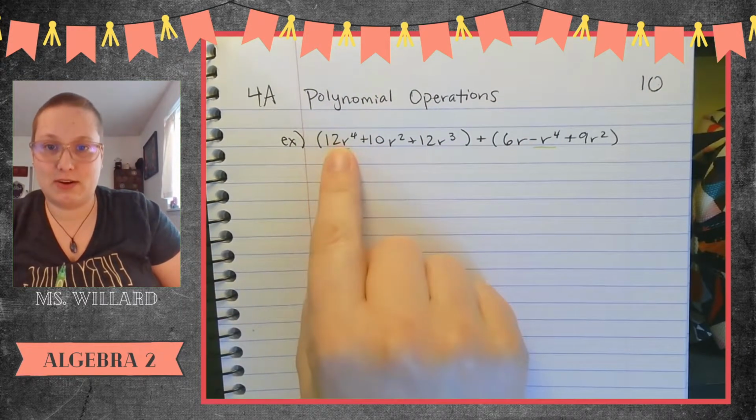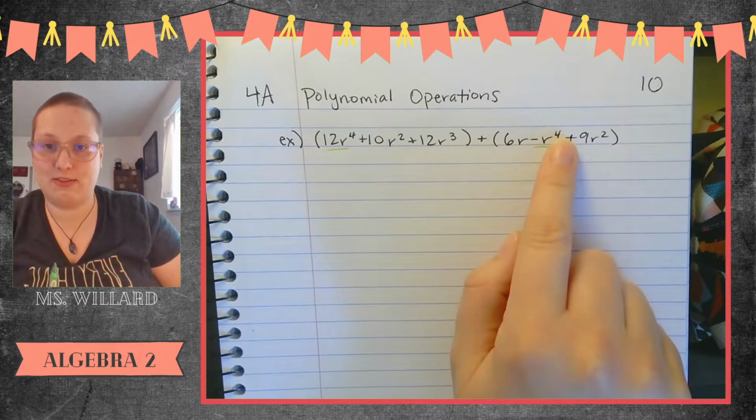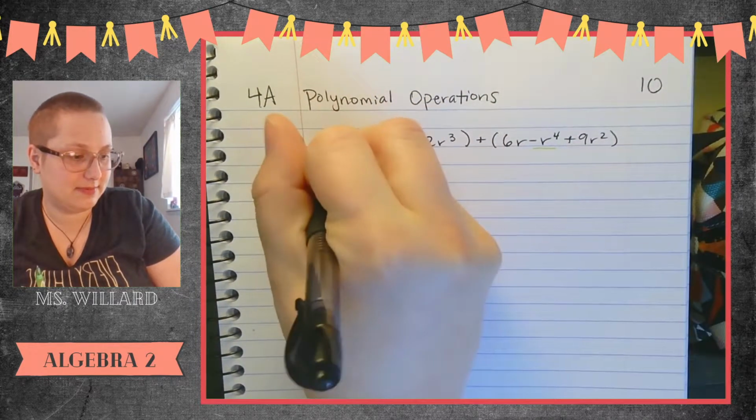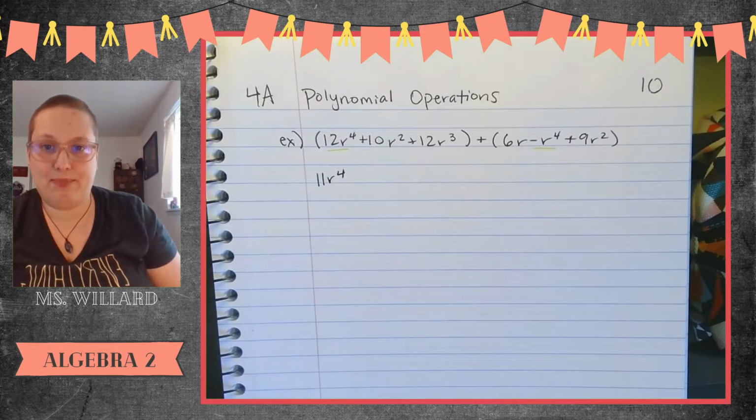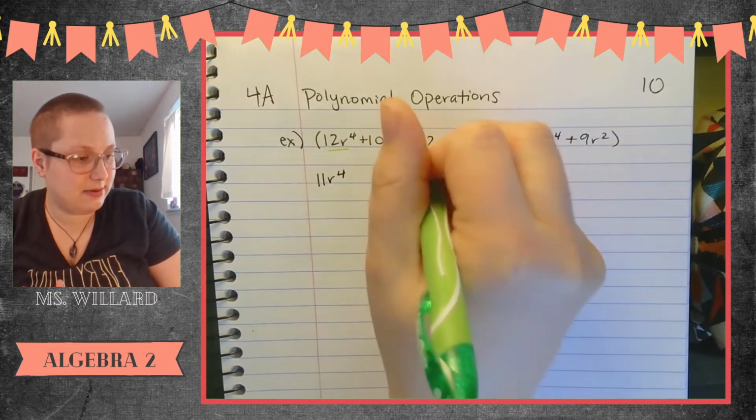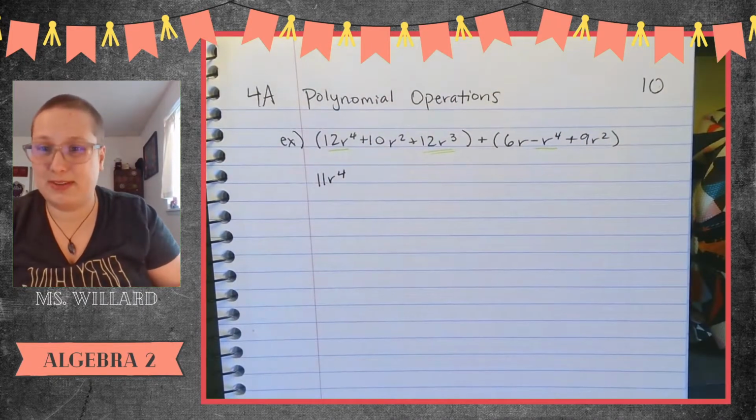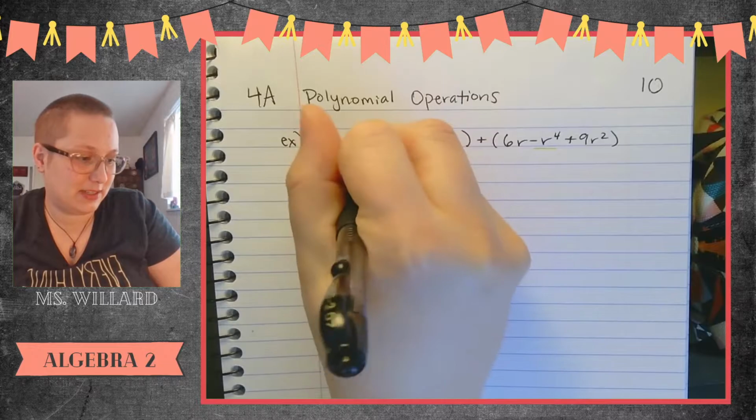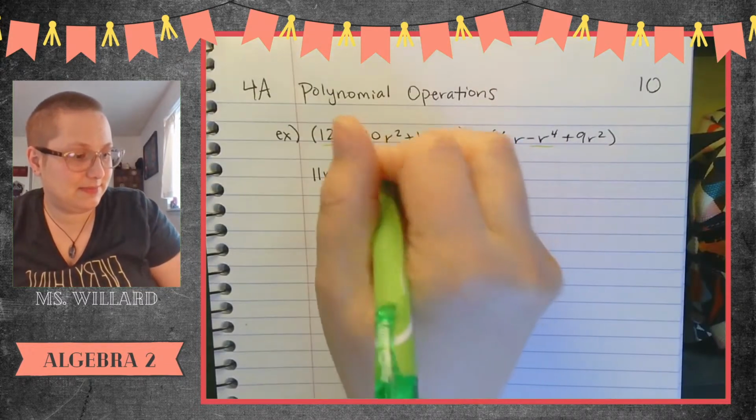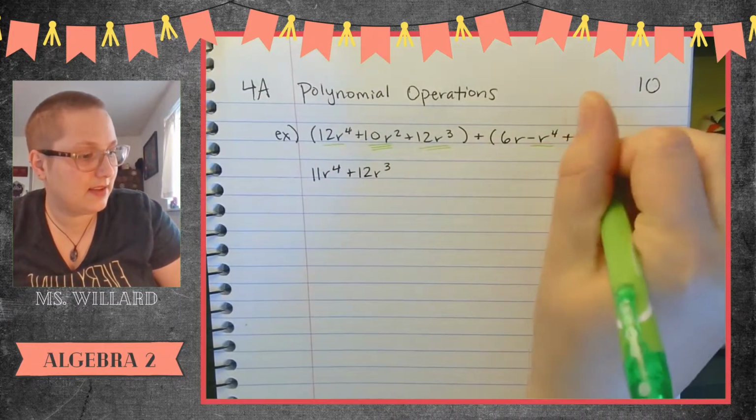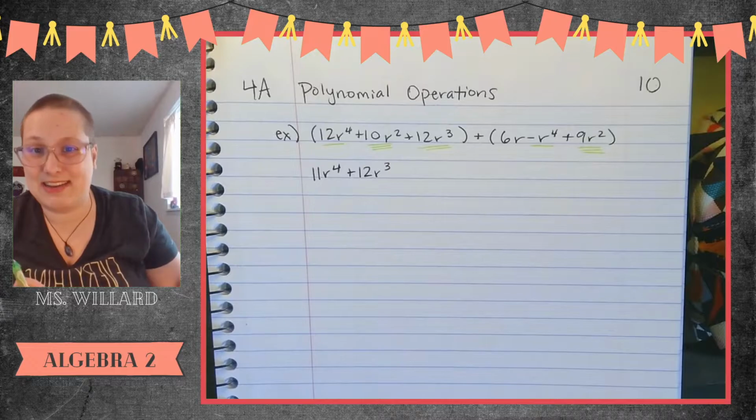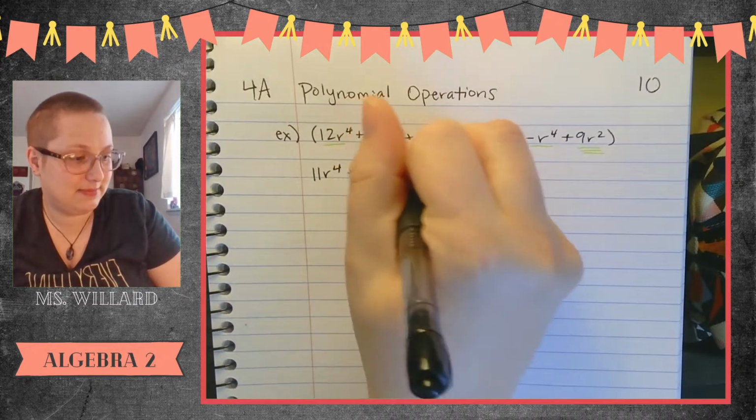So I'm going to do 12 r to the 4th minus r to the 4th. How many r to the 4th do I have left? That sounds like 11. Okay, and then I'm going to keep going down. So do I have any 3s? Yeah, I have a 3 right here. There's only one of them, so I'm just going to write it next to this. Okay, seconds. If I had 10 r squared and I add 9 r squared, I'd have 19 r squared.